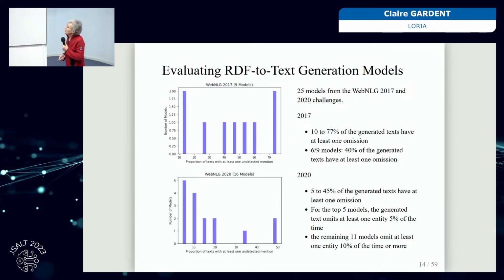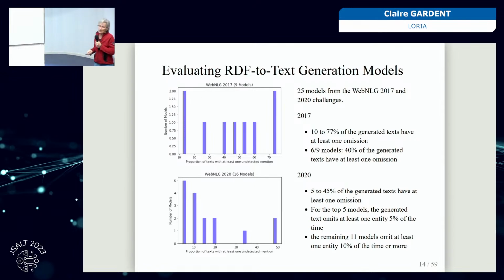And so we apply these metrics to the output of the participants of the WebNLG shared task. This shared task is about generating text from graphs. We had two sessions of this shared task, one in 2017, one in 2020. And in total, we had 25 models participating. So we can look at the output and find out how much the text generated by these 25 models omits some of the graph entities.